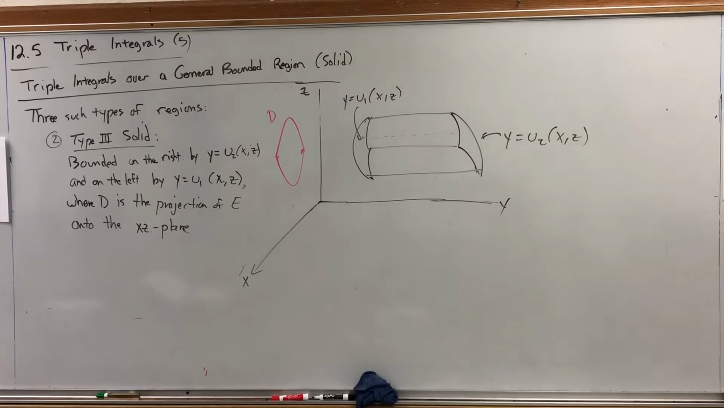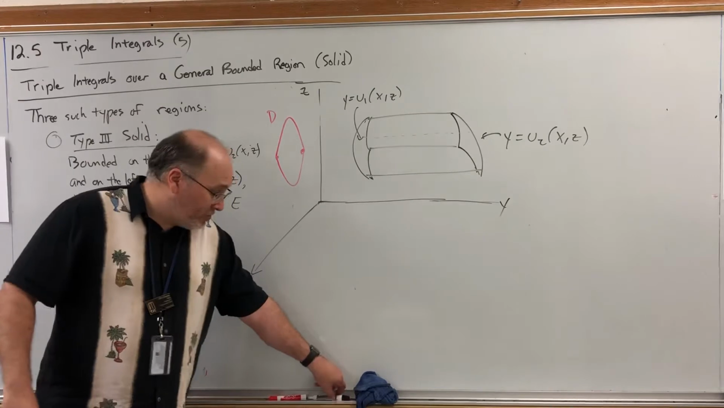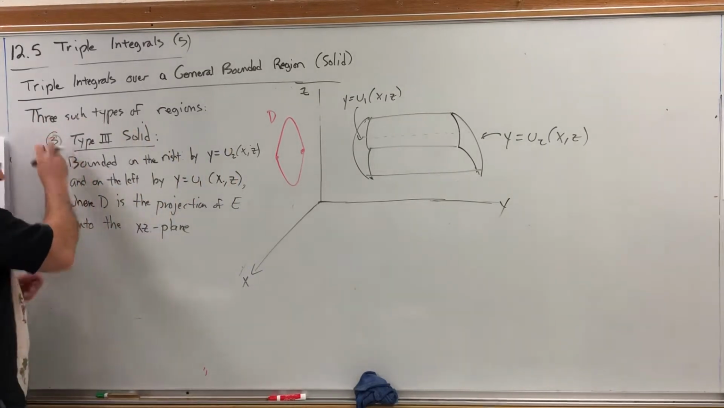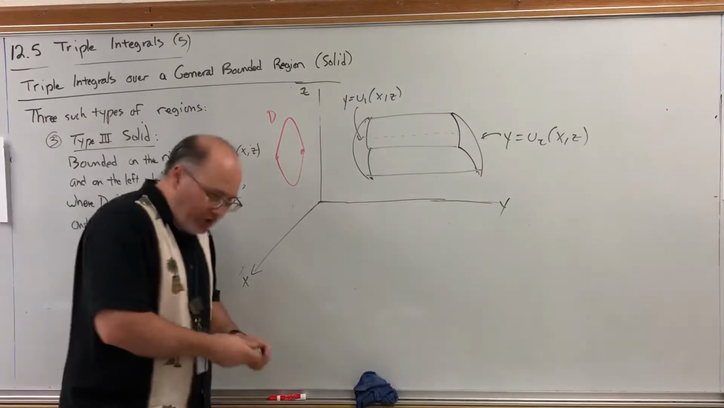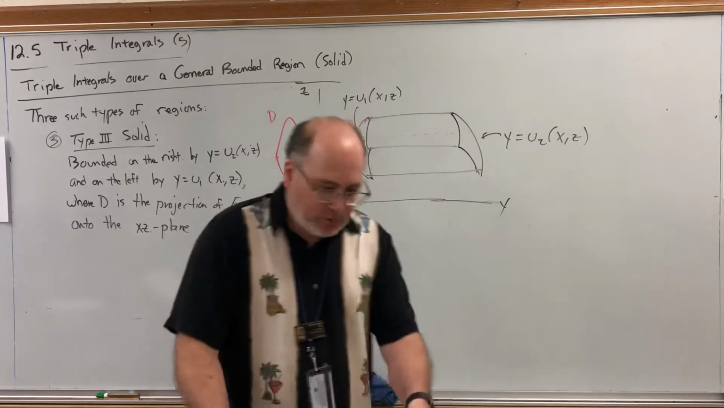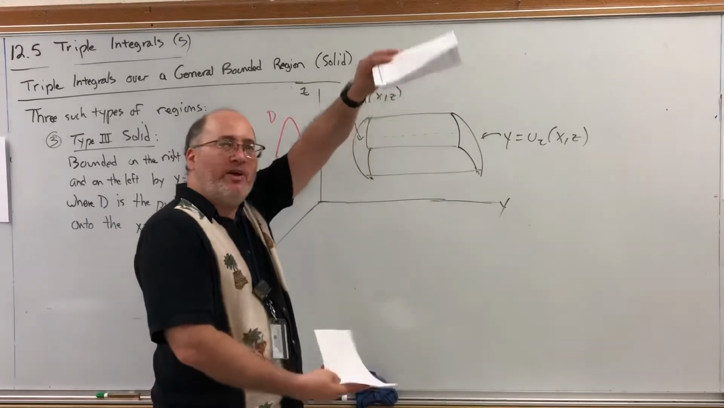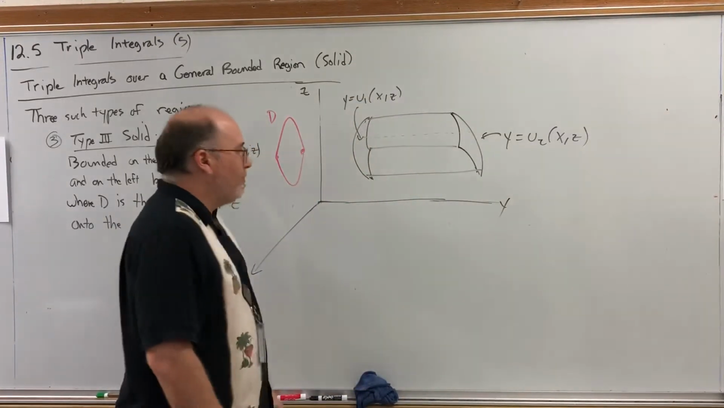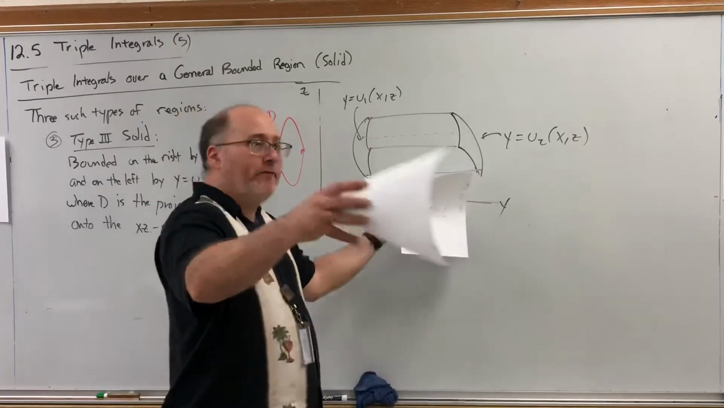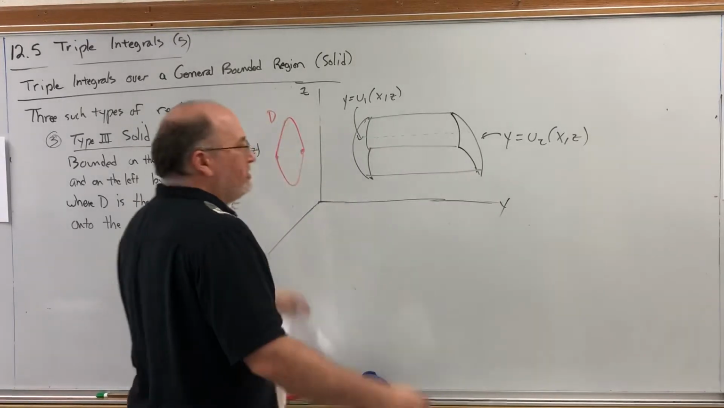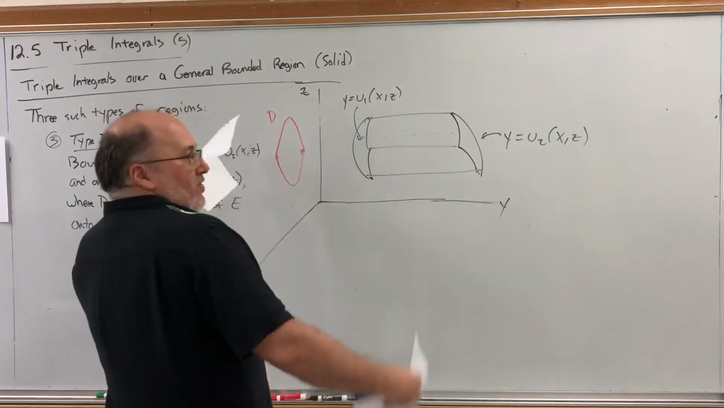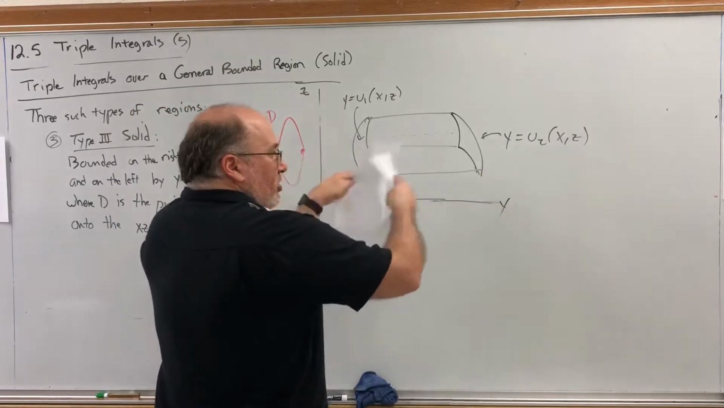Let's knock out the third type of solid over which we can integrate a triple integral, and then we'll look at some examples. The third type of solid, I guess I should put a 3 here, is, well, I described it in the previous video. It's the natural direction to go. The first type of solid was we have a solid bounded above and below by some surfaces. The second type was we have a solid defined in the back and the front by some surfaces. And the third type will be we have a solid defined on the left and the right by some surfaces.